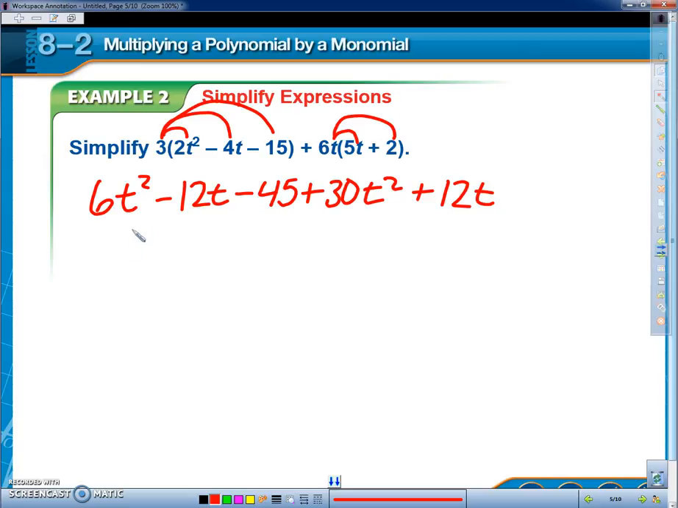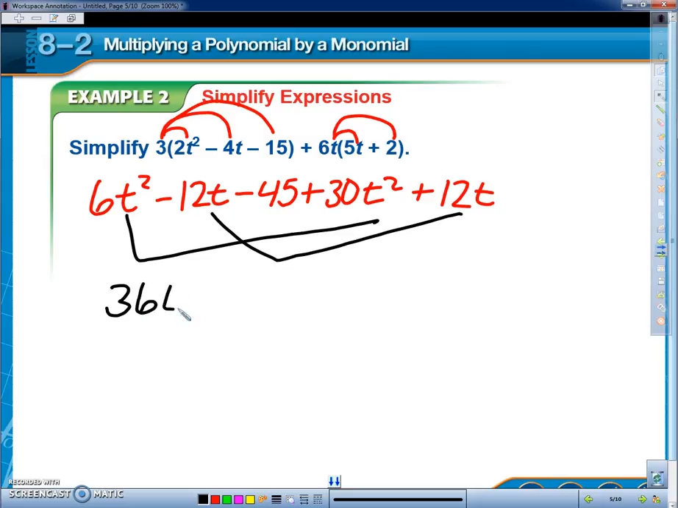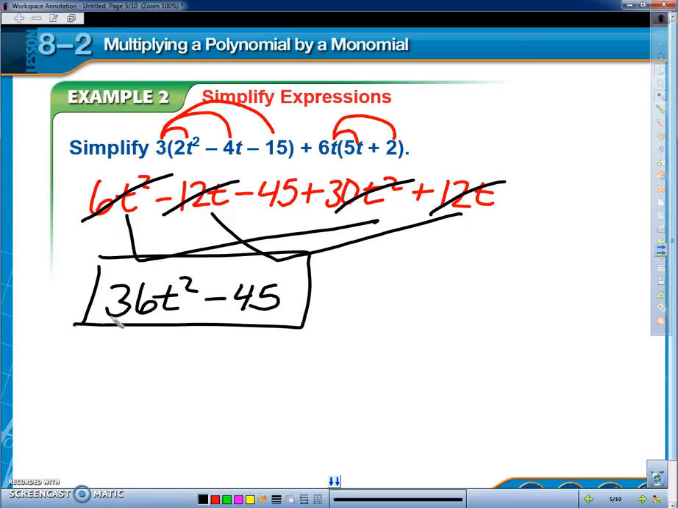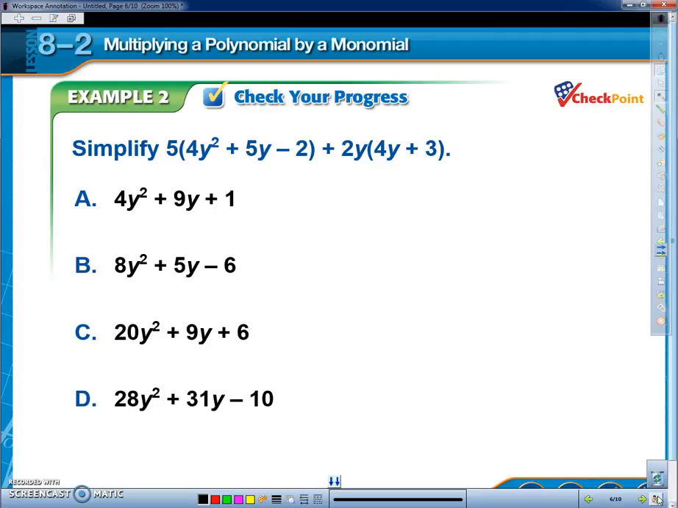So now I'm looking for like terms. And again, if you want to do it the way I did it before, you're more than welcome to, but you don't have to. Got one right there, got one right there. 6t squared and 30t squared is 36t squared. Negative 12t and 12t is 0. So I'm done with those. All I'm left with is negative 45. And that right there is going to be my answer. This is second degree. This is 0 degree. So it's in order. All right.